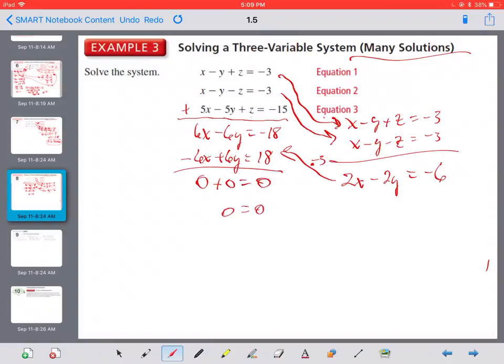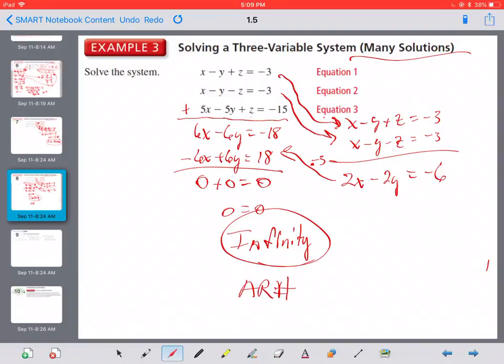0 does equal 0, so that's infinity, or all real numbers. If you get down to that, it's going to be an all real number situation. But you got to go all the way to the end for that.